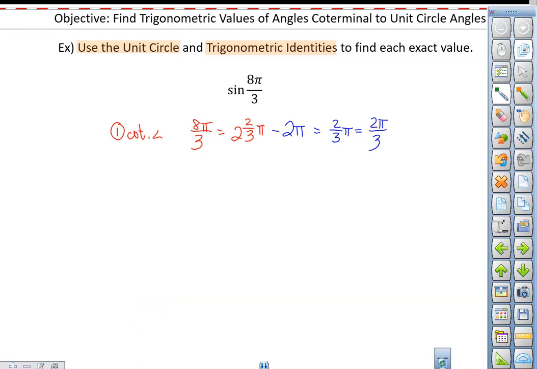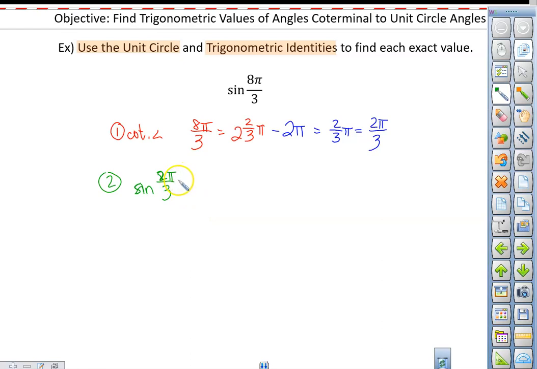So what this is telling me is that the sine of my 8 pi thirds and the sine of my 2 pi thirds will be the same value. So that's what I need next. What is the sine of 2 pi thirds radians?